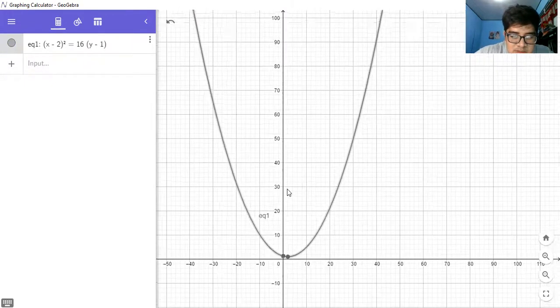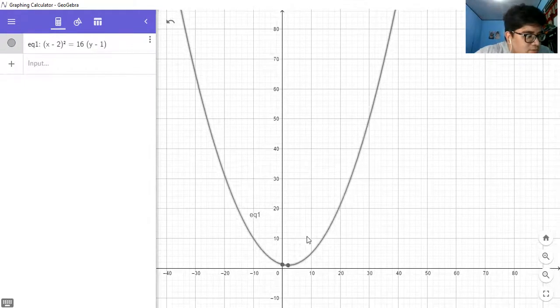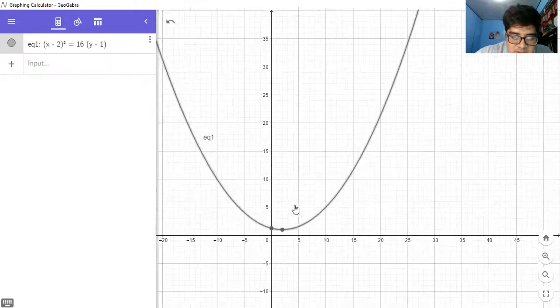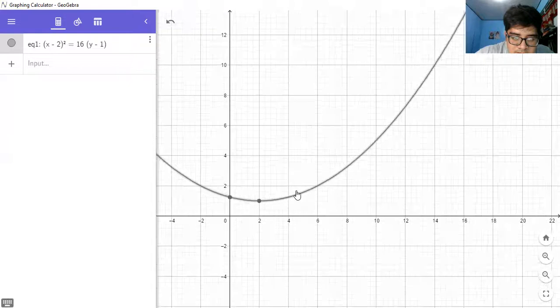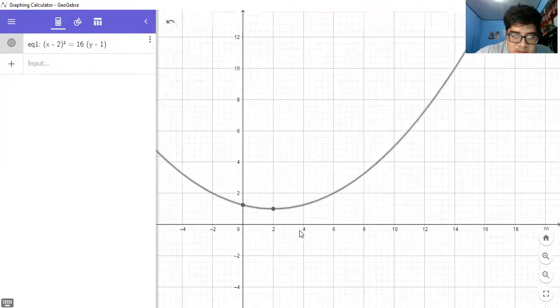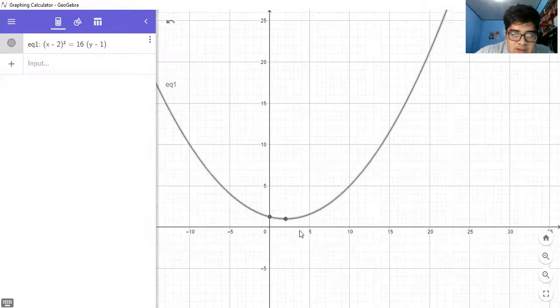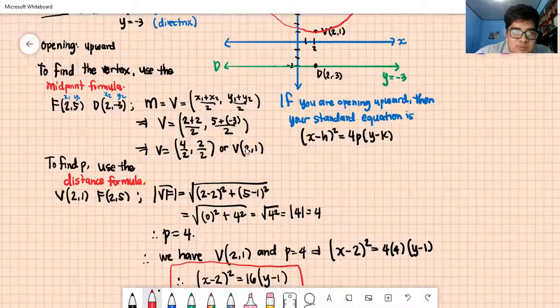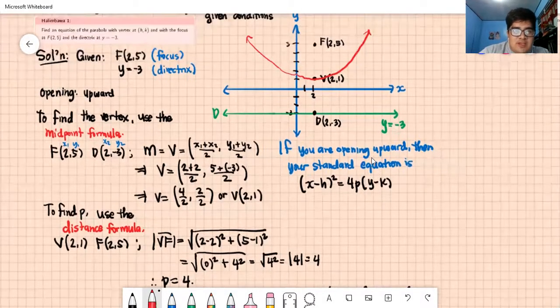Tapos yung vertex mo is found right over here. You are 2, 1. So ngayon medyo kasi kaya hindi halata. Pero pag zoom natin yan, this is indeed found in 2, 1. Ito yung vertex mo pag zoom. Pero kapag zoom out, you are a parabola indeed facing upwards. Okay? Now let's go back to the paper. Ayun, meron pa tayong second example.